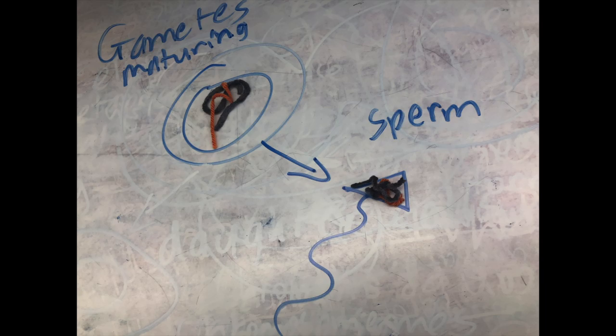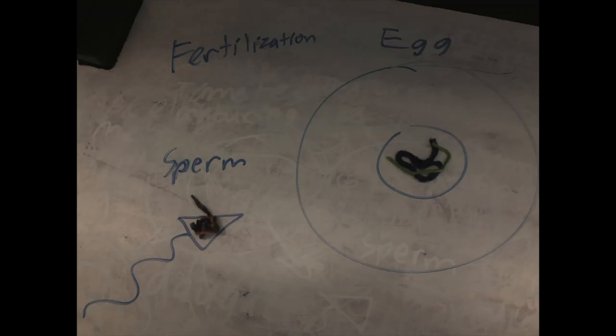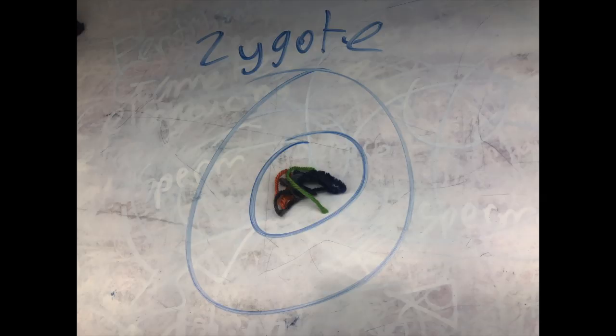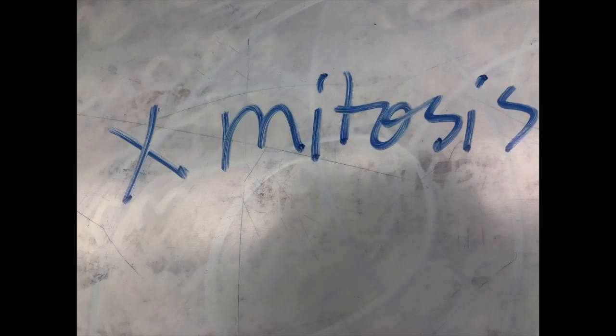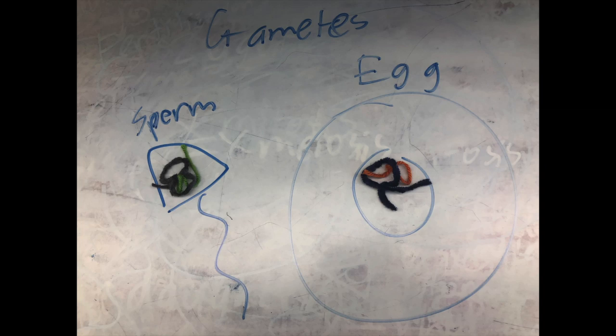Finally, if you are a male, you'll produce a sperm gamete after meiosis. If you're a female, you produce egg gametes. During mating, the egg is fertilized by the sperm and a zygote is formed. After lots of mitosis, if the zygote survives to mature, the individual will in turn use meiosis and produce its own gametes to reproduce.